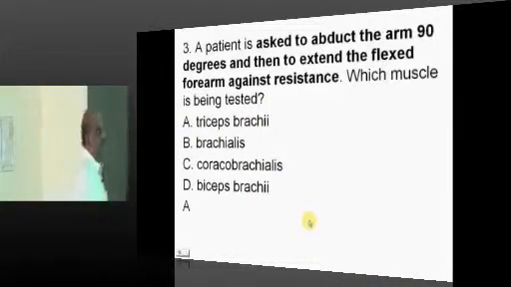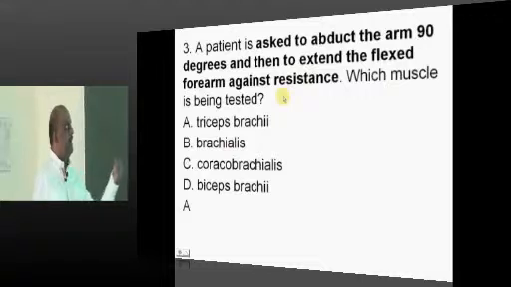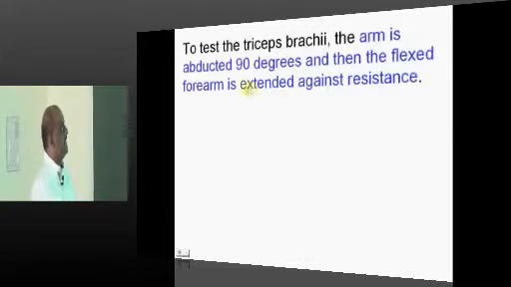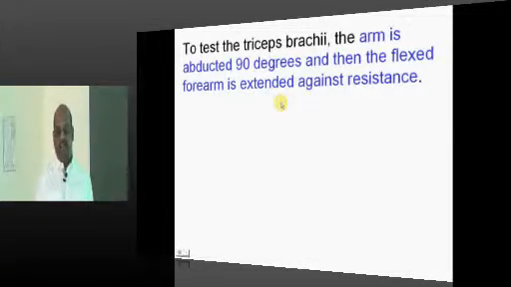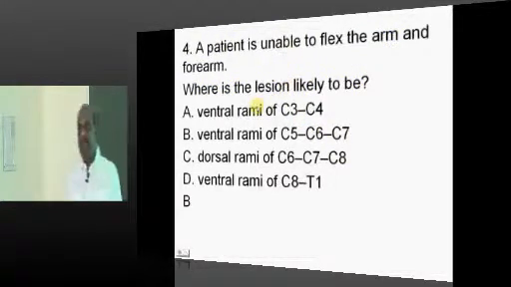Now, you have abducted the arm to 90 degrees and then you have extended the flexed forearm against resistance. What are we testing? We are basically testing the triceps brachii is what needs to be remembered.